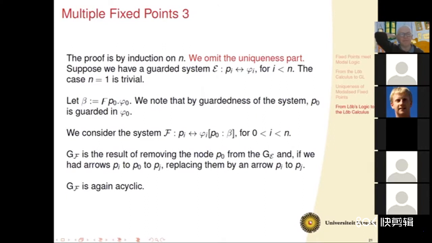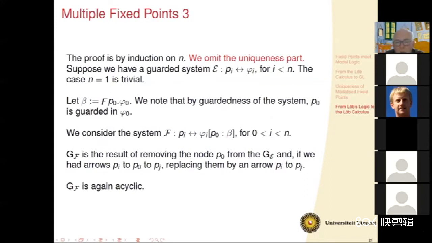Okay, now let's suppose that n is bigger than 1. And so now what we first do is that we solve the first equation, right? We take beta, the solution of the first equation. So now, since the whole system is guarded, specifically there are no loops on P0 in the graph. And so it follows that P0 will only occur in phi 0 in a guarded way. And so we can indeed take this fixed point, right? P0 is guarded in phi 0.